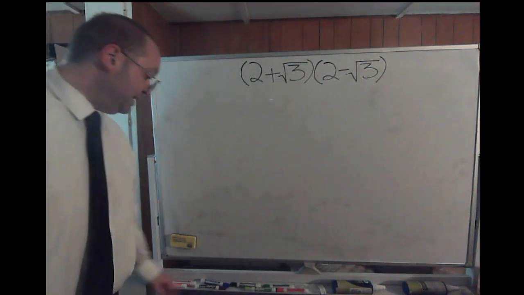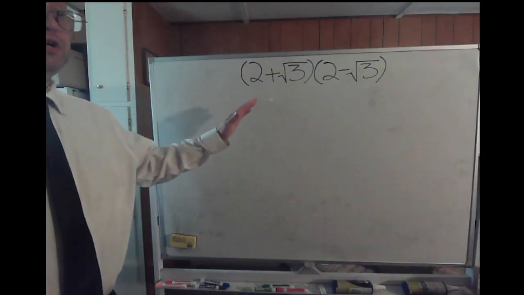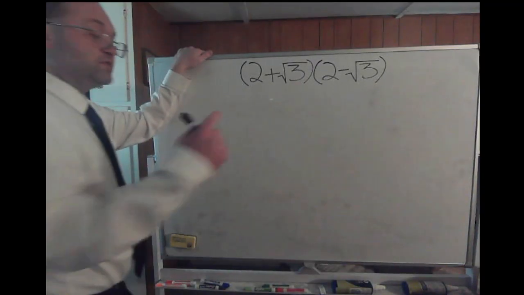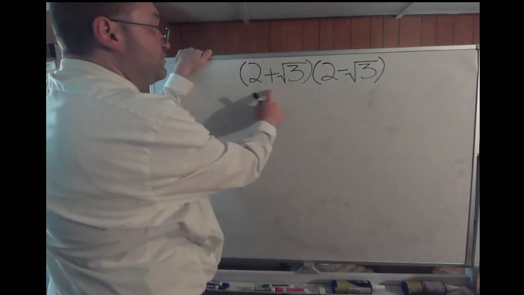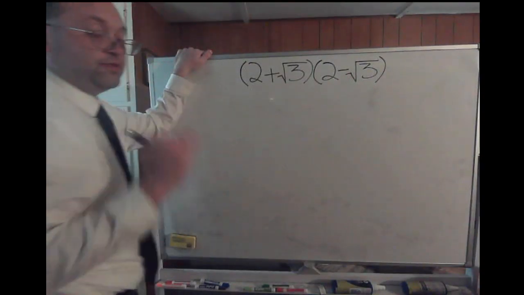So today we are going to talk about multiplying binomials with radicals in them. Here is the first example. You have the quantity of 2 plus the square root of 3 times the quantity of 2 minus the square root of 3.